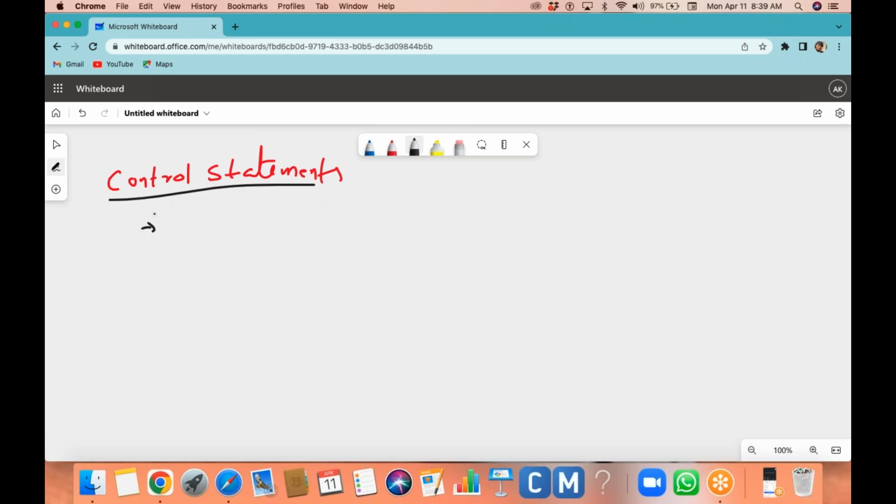coming to this particular topic, control statements. Before we understand this one, we need to go for, please mute your systems. Let's understand what exactly a statement is. Who will answer this question? What exactly is a statement?